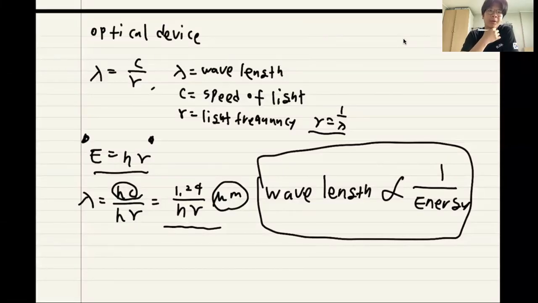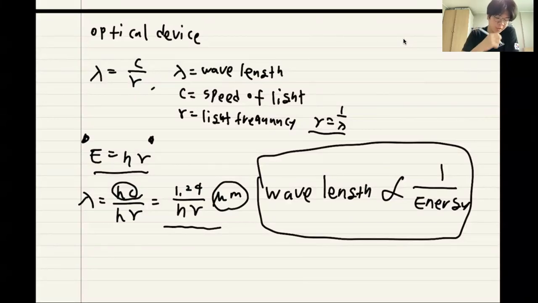We're gonna talk about the optical applications of semiconductors, like the photodiode and the light emitting diode. First of all, we're gonna look at the physical base of the optical device. So let's first look at the relationship between wavelengths and energy.